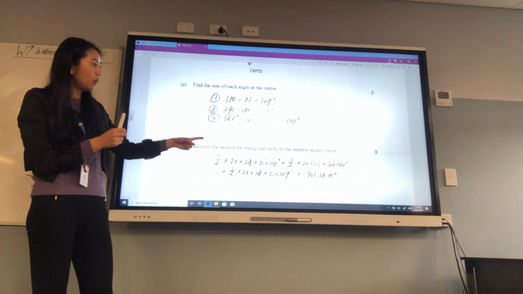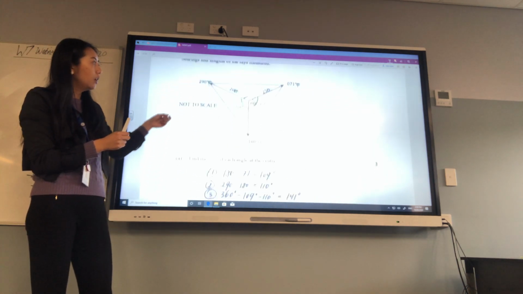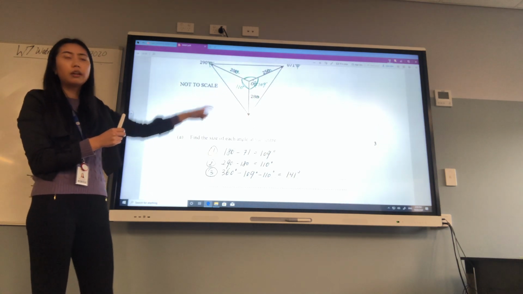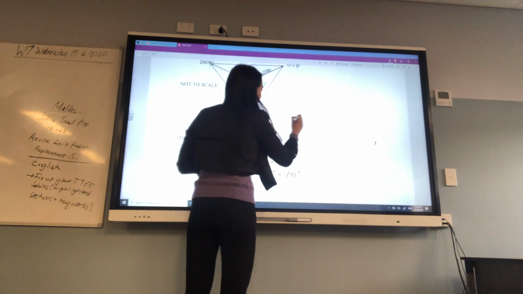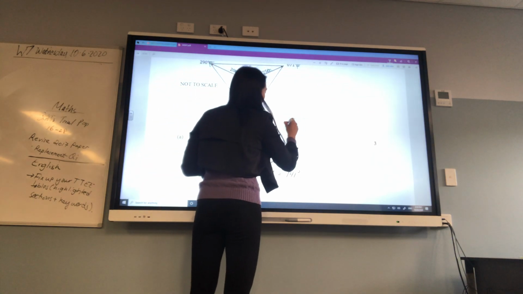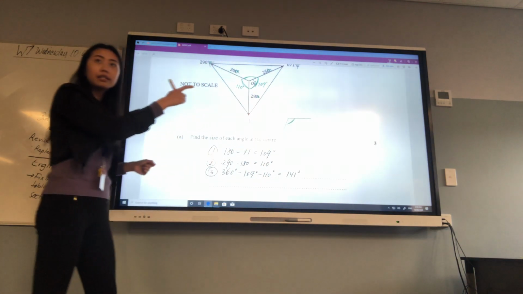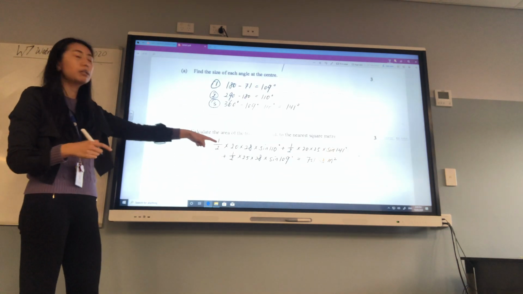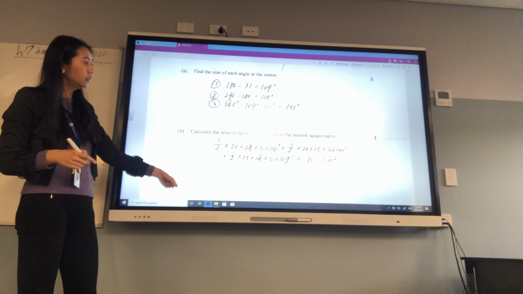Then the next one, the area of the triangular field. You have the angles, you have the sides. Half ab sine C. Right? All you need is two sides and the angle inside. And you have all these things for the three separate triangles. You just have to find them separately and add them up.